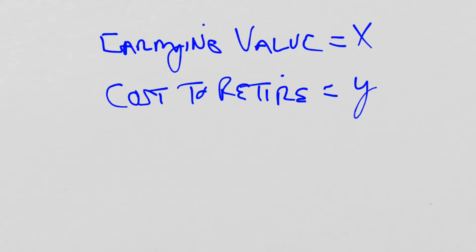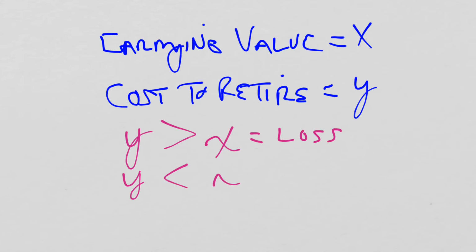All right. So if the cost to retire, which is Y, is greater than X, it means that the company is going to get a loss because it's going to cost them more to retire the bond. Whereas if Y is less than the carrying value, that's going to yield a gain because they're getting rid of a larger liability than the actual cost to retire it.